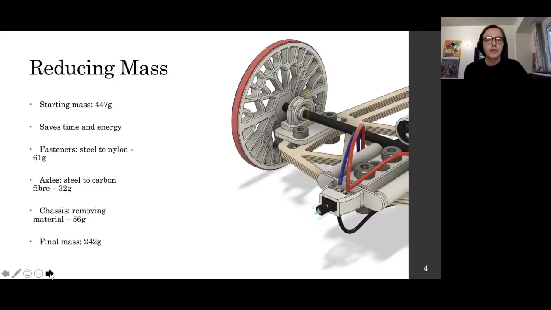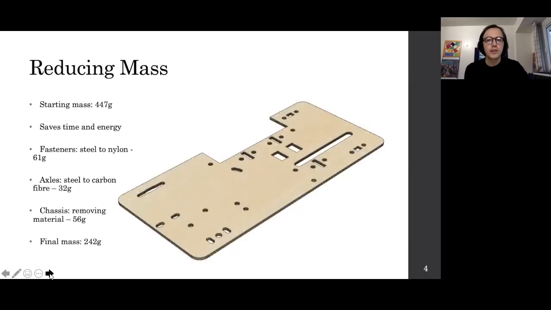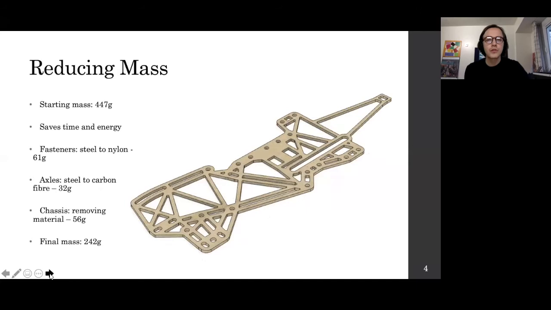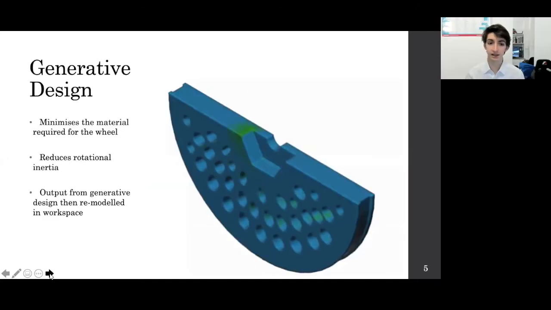To reduce mass, the first step was to use nylon nuts, bolts and washers instead of steel ones, saving us more than 61 grams. Changing from steel to carbon fiber axles further reduced the mass by 32 grams, and a big redesign of the laser cut chassis was completed to remove unnecessary material. In total, more than 200 grams were saved. Simulator testing showed that reducing inertial mass was very important.